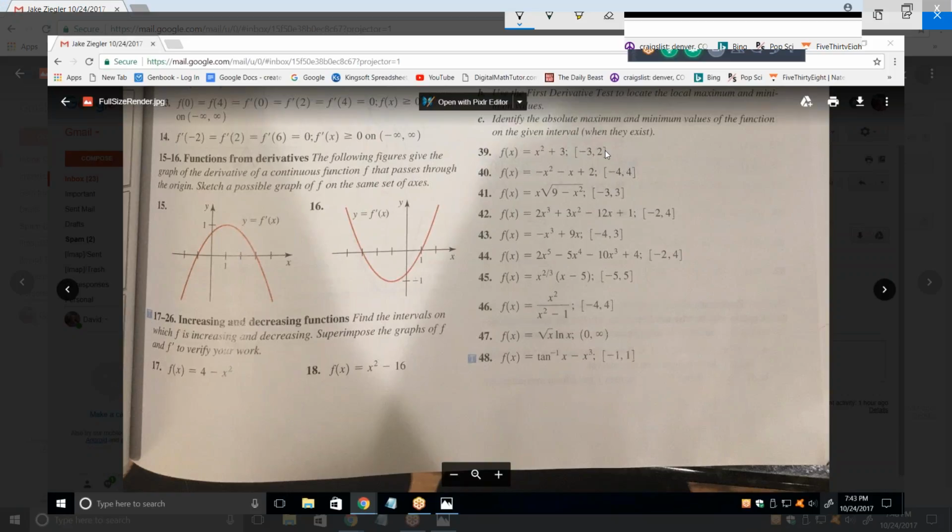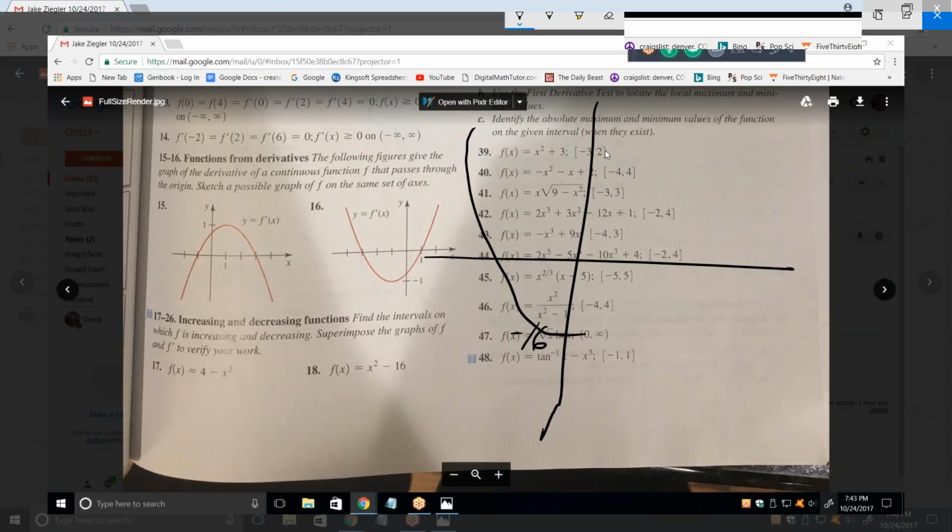Yeah, we got time to do 18 also. Now, let's draw the graph on 18 first. This is opening up and going through negative 16. In other words, it's got a vertical shift of negative 16, down 16. Okay? So there's that graph there. That's f of x equals x squared minus 16. Well, what's f prime of x? 2x.